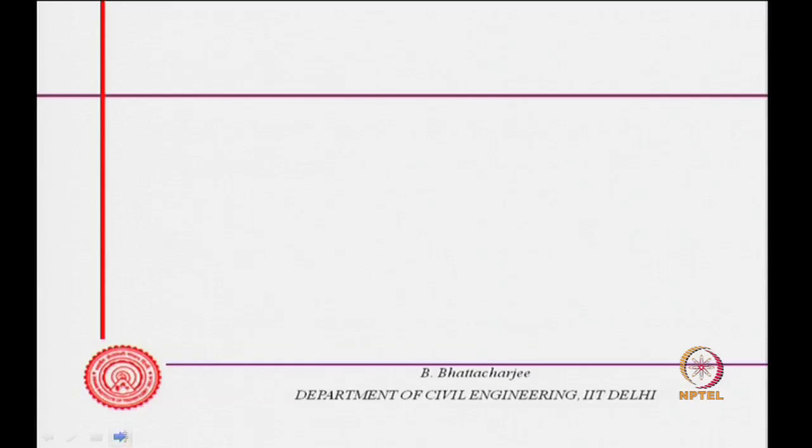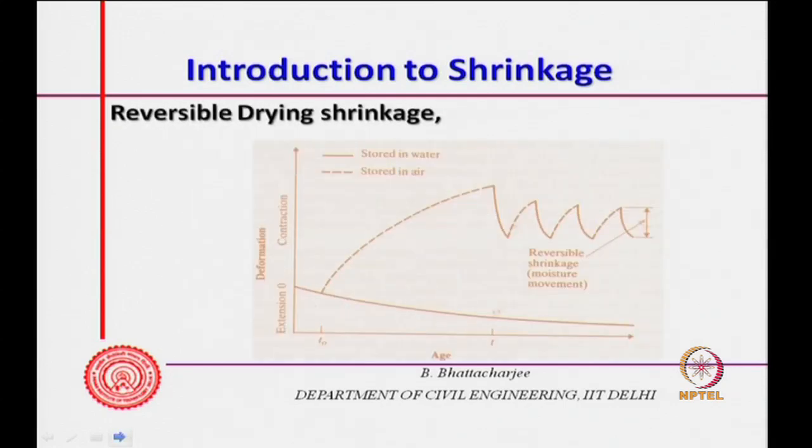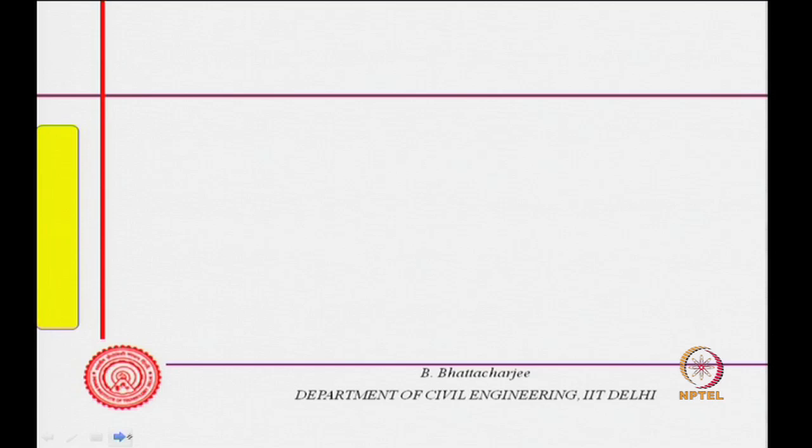Then we have situations of reversible drying shrinkage. You can see that this is the drying that is occurring, this is swelling, wet, saturated, and then again I have wetted, dried, wetted, dried, and so on and so forth. So, this is drying, this is wetting. It would show a cyclic behavior. Right. So, this is what it is.